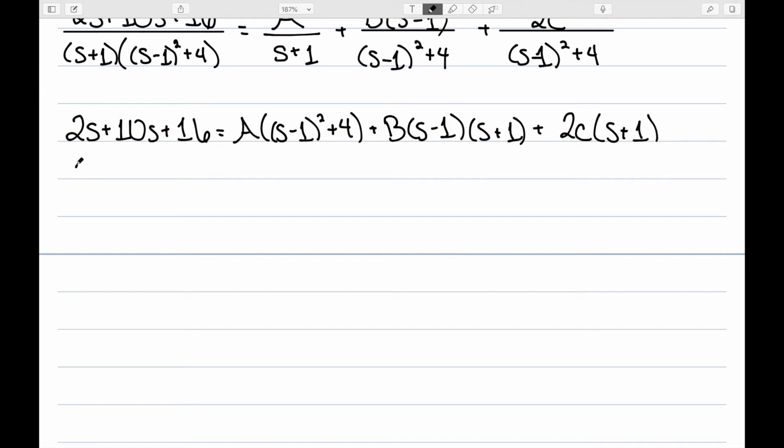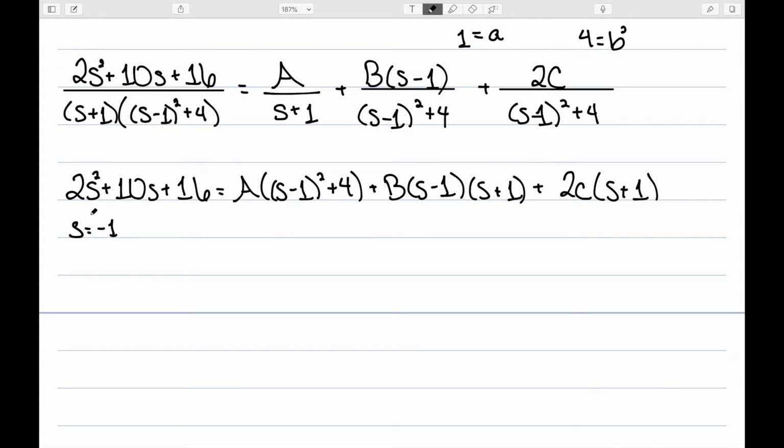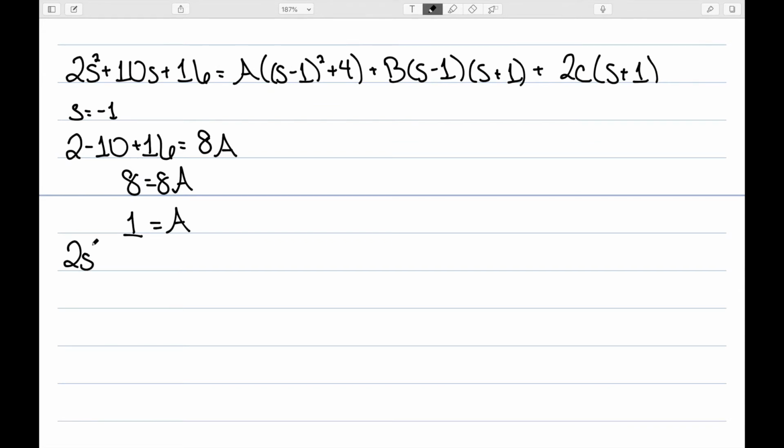I'm going to start by letting s be equal to negative 1. On the left-hand side, we missed a squared here. As I let s be negative 1 on the left-hand side, I'm going to have 2 minus 10 plus 16. On the right-hand side, negative 1 minus 1 is negative 2. Squared is 4. Plus 4 is 8, so I have 8A. This term and this term will be 0. So I have 8 is equal to 8A, or A is equal to 1. There's nothing I can pick to make 2 of the other 3 cancel.